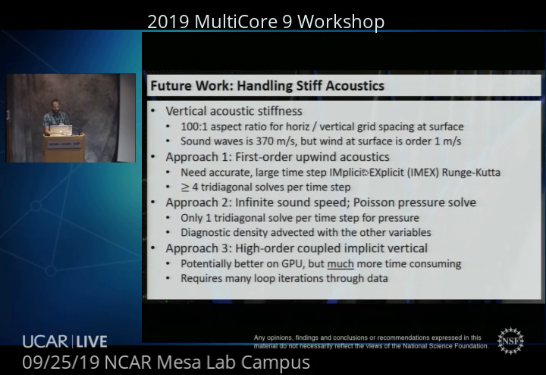And the most common approaches are to do some sort of upwind implicit acoustics. I should have put implicit up here, where you do some sort of IMEX coupling. If you wanted to do this first order, you'd have about 4 tridiagonal solves per time step for that. Another way to do it is to increase the speed of sound to infinity, and you end up with a Poisson solver for pressure. And you diagnose density and update the rest of the variables from that, and that takes 1 tridiagonal solve.